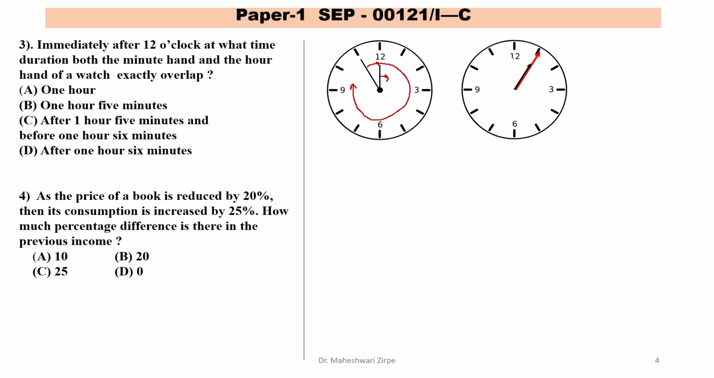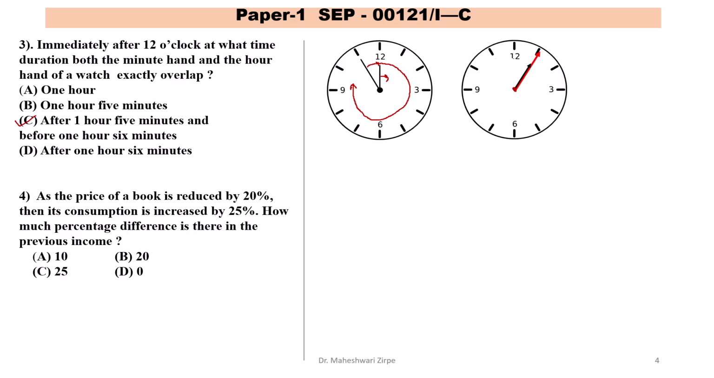यानी हमारा ऑप्शन होना चाहिए C, दैट इज आफ्टर 1 आवर 5 मिनट्स एंड बिफोर द 6th मिनट, यानी 5 मिनट एंड 6 मिनट के बीच में. ठीक है, ये ओवरलैप होगा एक दूसरे के ऊपर. So it will overlap after 1 hour and 5 minutes, and that also slightly more than 5 minutes. So this option C is the correct option.